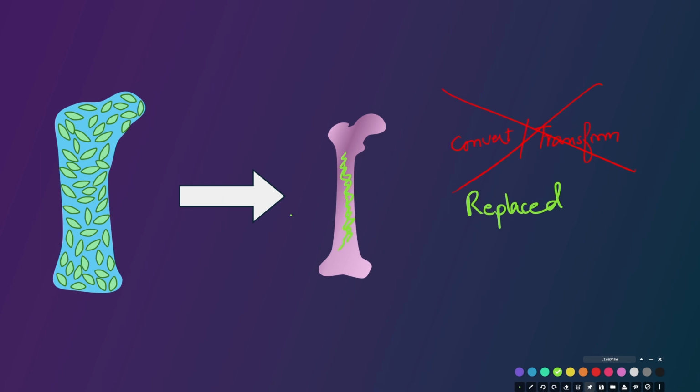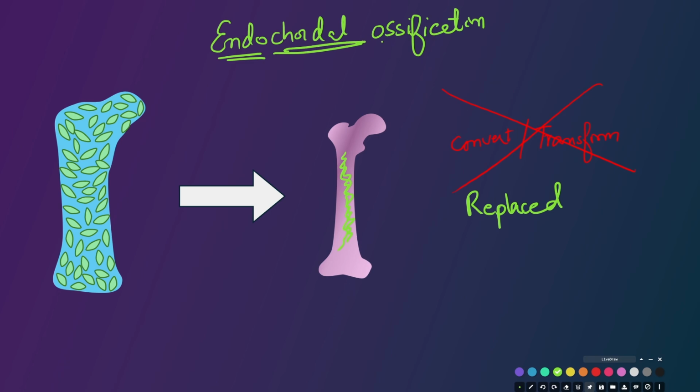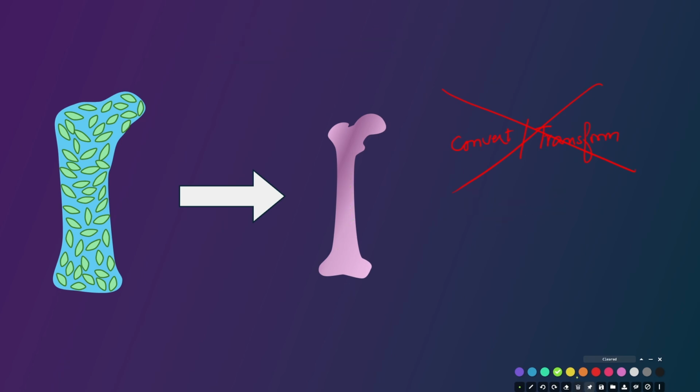So this type of ossification, which occurs within the cartilaginous model. Endo means within the cartilaginous. Chondral is cartilage. So this type of bone formation, which occurs within the cartilaginous model, is called endo, within, chondral, cartilage: endochondral ossification. That's very easy to understand.